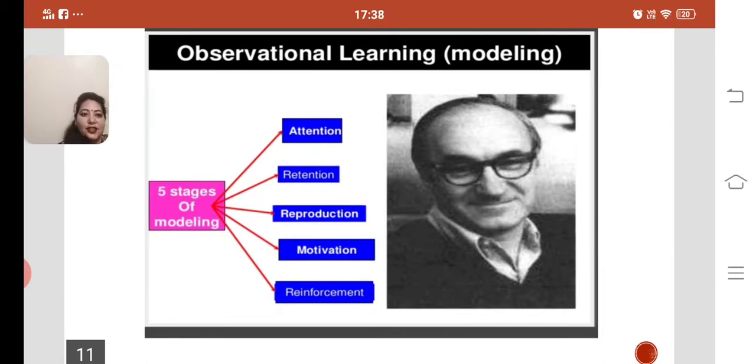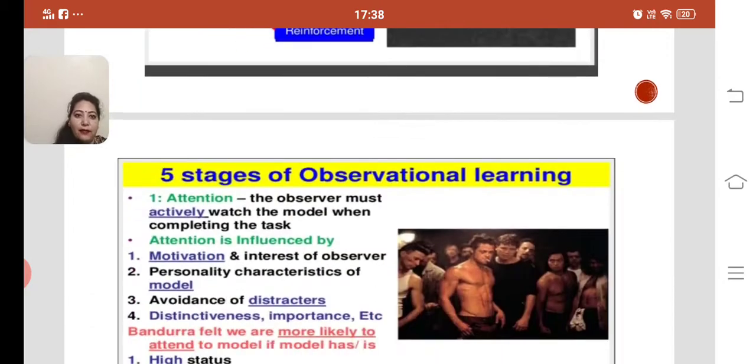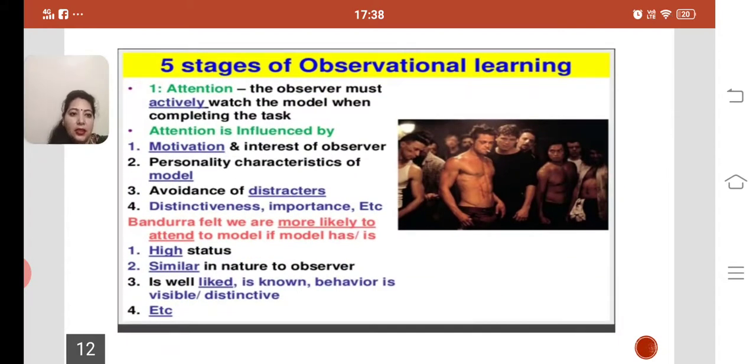The five stages of modeling are attention, retention, reproduction, motivation and reinforcement. Now let's study them. Attention: as you know, we attend to the stimuli. The observer must actively watch the model when completing the task.